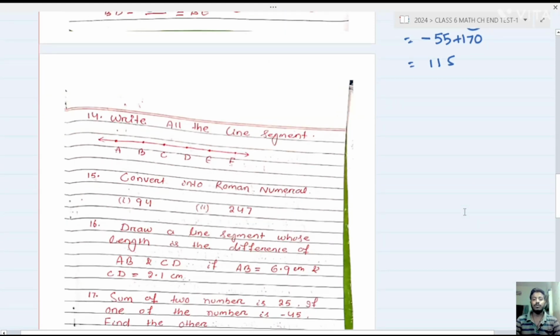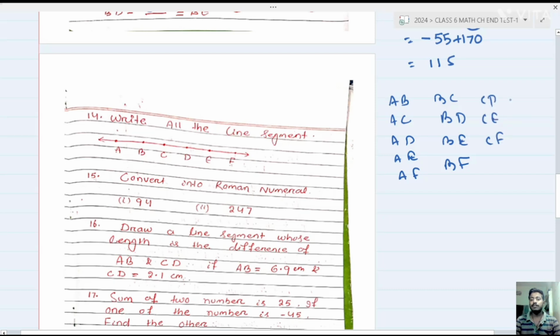Write all the line segments. First we can write AB. Now AC, AD, AE and AF. Similarly you can write BC, BD, then BE and BF. Now also CD, CE and CF, then DE and DF, then EF. So how many? The total is 15 line segments in the given figure. Now question number 15, convert into Roman numeral.